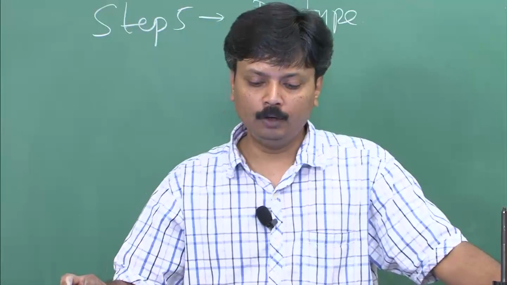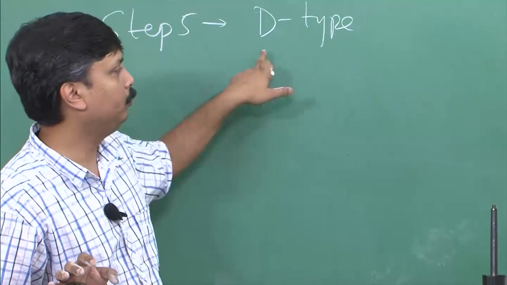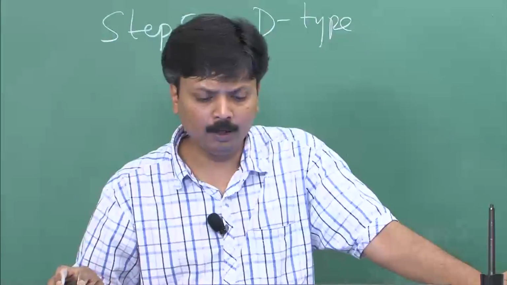Now if we go back to step 5, where I found n number of C2s which are perpendicular to the Cn, then I ask the following question. Before that, I can say that these molecules which have n number of perpendicular C2s with respect to this Cn belong to the D type. So that I wrote here: step 5 will give me the D type of point group.